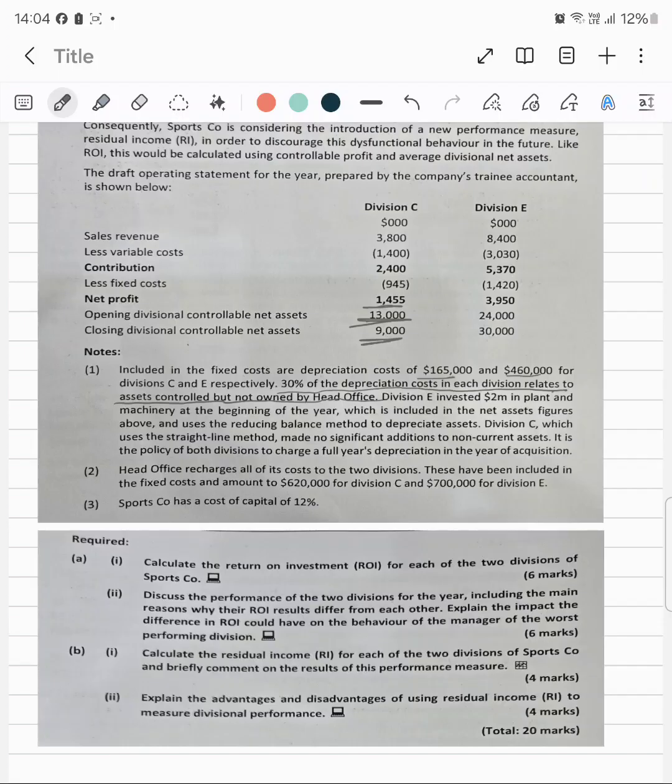Where is the fixed cost? The fixed cost is 945, and in that this depreciation cost was included. It is mentioned that 30% of the depreciation cost in each division relates to assets controlled but not owned by the head office. So what needs to be done? This was actually controllable by the division and not the head office, because these assets were not owned by the head office.